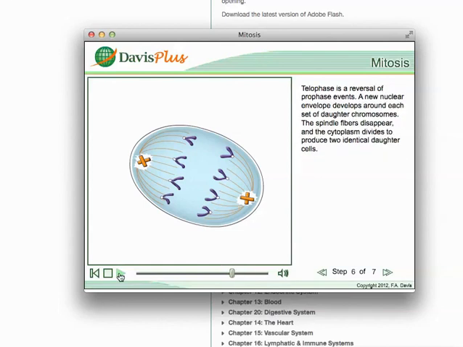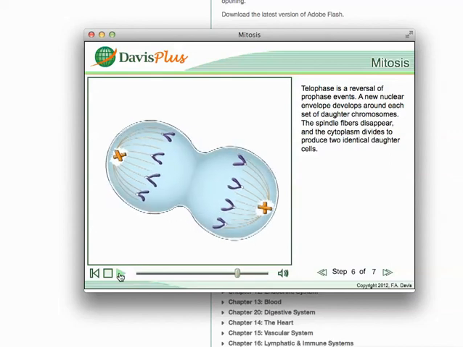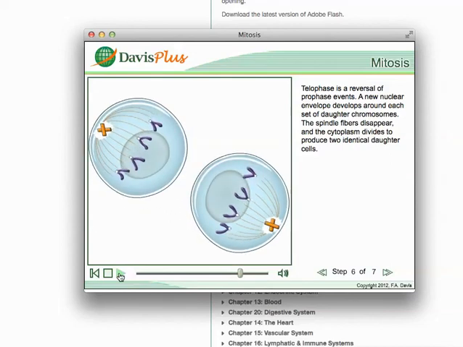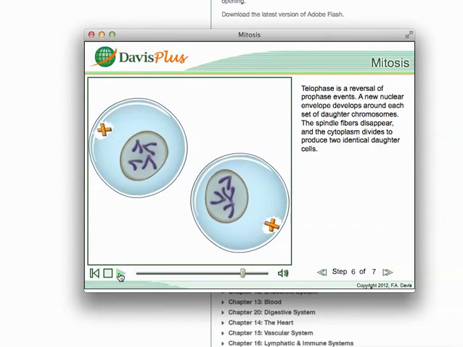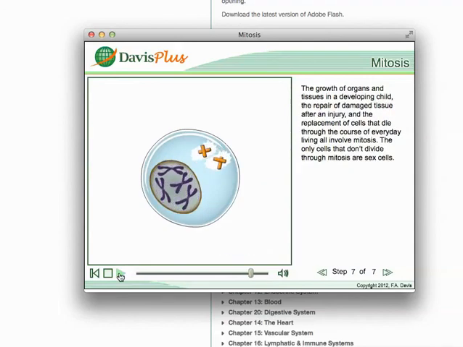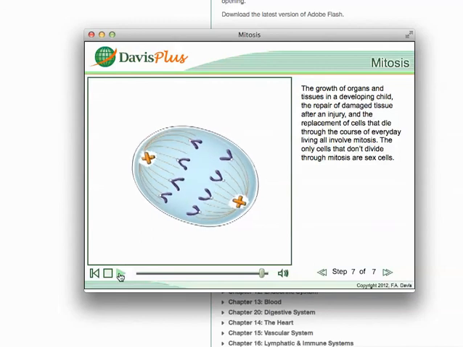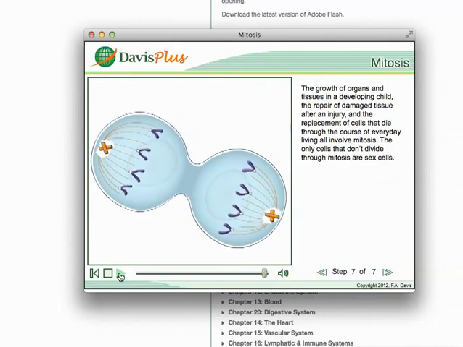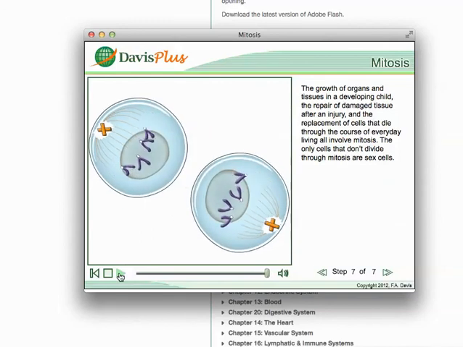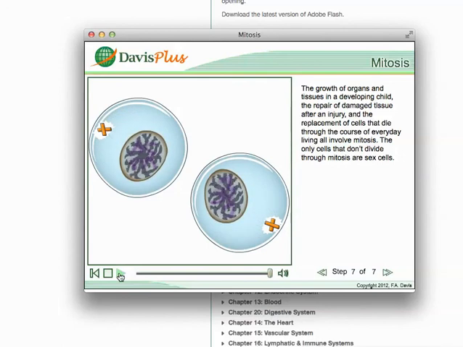Telophase is a reversal of prophase events. A new nuclear envelope develops around each set of daughter chromosomes. The spindle fibers disappear, and the cytoplasm divides to produce two identical daughter cells. The growth of organs and tissues in a developing child, the repair of damaged tissue after an injury, and the replacement of cells that die through the course of everyday living all involve mitosis. The only cells that don't divide through mitosis are sex cells.